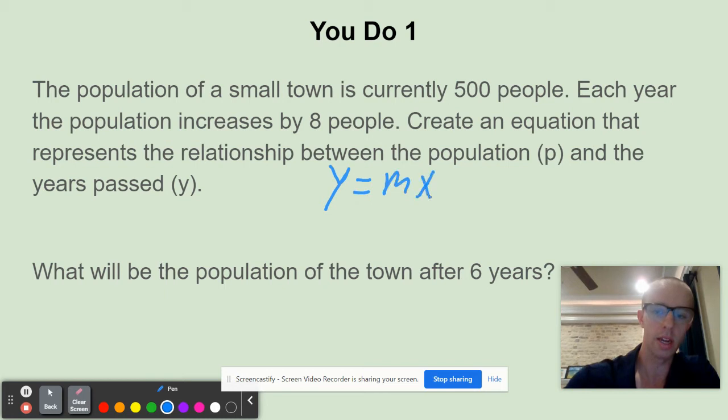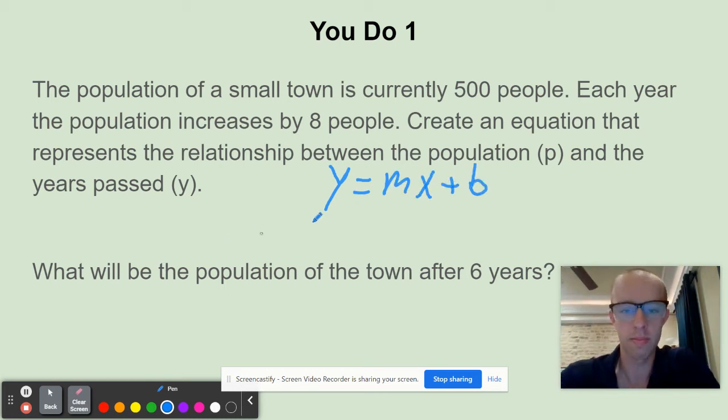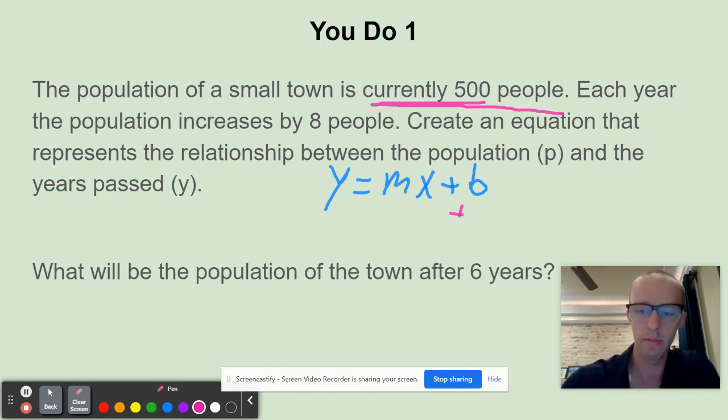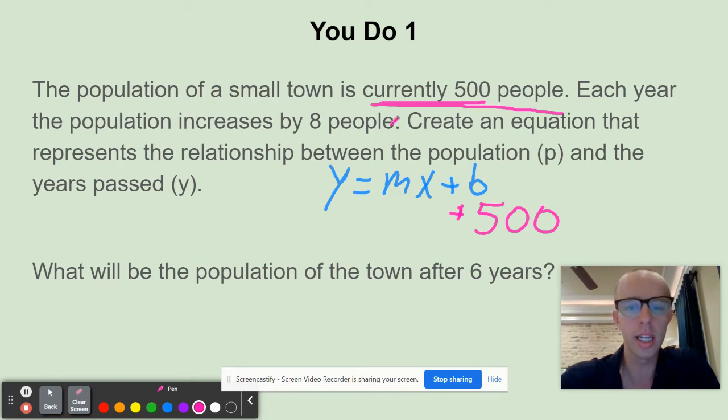Y equals mx plus b. And so hopefully you write that equation right away. The population of a small town is currently 500 people. Currently 500 people. It's beginning at positive 500. B for beginning. I write positive 500 right underneath. Each year, the population of the town increases by 8. Every year, it increases by 8.